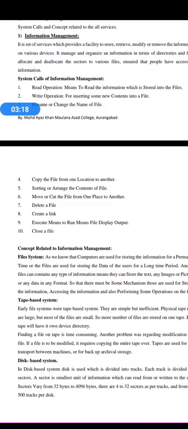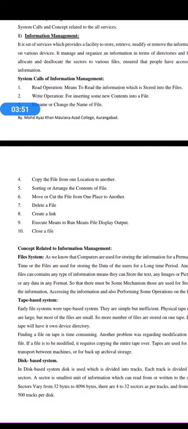A question is asked for 3 marks in exams: what are system calls in information management? You have to write at least 6 calls. Each call carries half a mark. Okay, so what are those calls? I am repeating them again. Read operation, write operation, change name of a file, copy a file from one location to another location, sorting a file, moving a file, delete a file, create a link to the file, execute a file, and close a file. These are simple calls related to files.